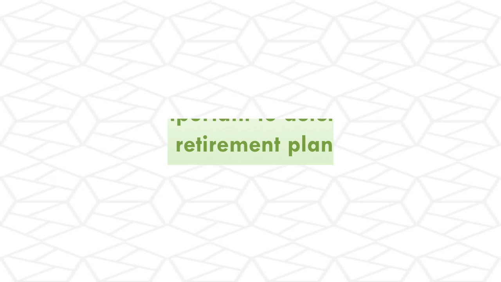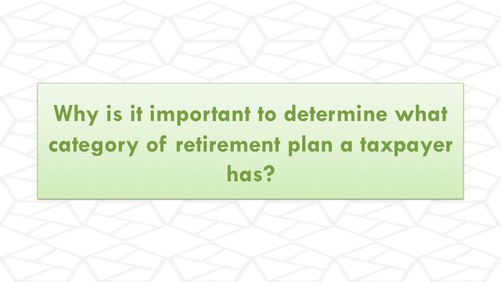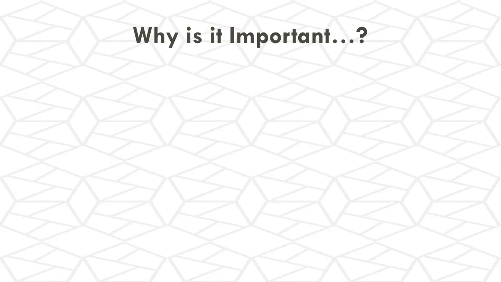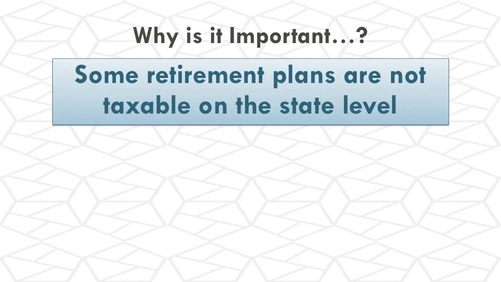So we're actually going to talk now about why it's so important to determine what category of retirement plan a taxpayer has. So again, when I'm talking about the categories, I'm talking about the Social Security, defined benefit, defined contribution, railroad retirement, individual retirement plans. The reason it's so important is that some retirement plans are not taxable on the state level. I'm going to say that one more time. Some retirement plans are not taxable on the state level.